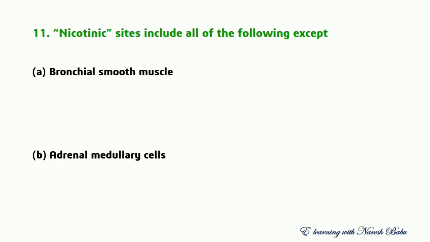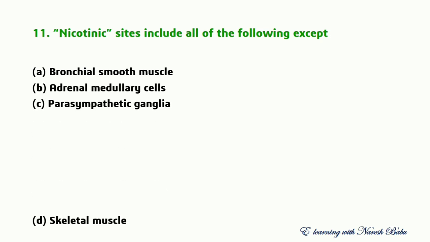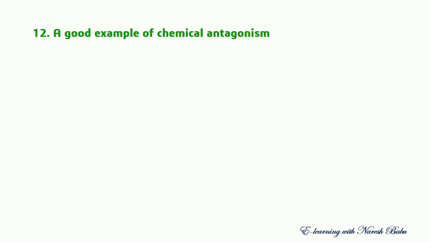And next question, the nicotinic sites include all of the following except: bronchial smooth muscle, adrenal medullary cells, parasympathetic ganglia, skeletal muscle, and sympathetic ganglia. Since it is "all the following except," bronchial smooth muscle is the one where nicotinic sites are not present. In all the remaining ones, nicotinic sites are present. So the answer is bronchial smooth muscle.